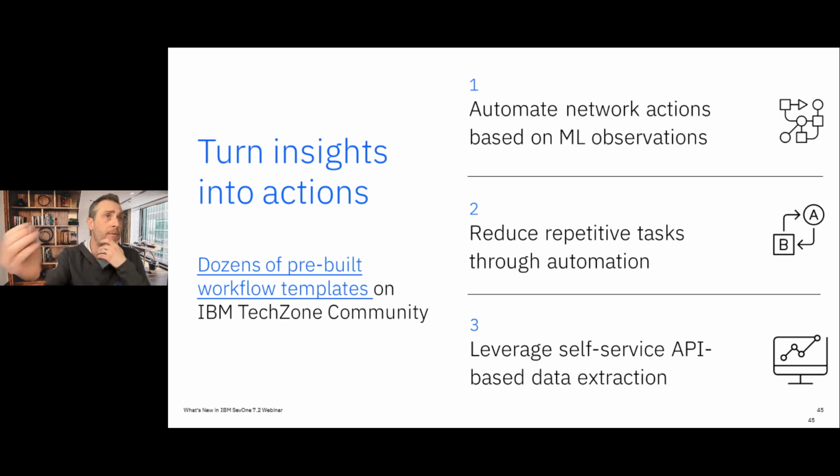We do have the IBM TechZone community, and there's a ton of templates on there already. For example, maybe there's no SNMP connectivity, and you kick off an automation to troubleshoot why that may be and to change the community string. Maybe that's the reason why it was down. Maybe there was an issue with the community string, for example. So these things can be automated and just free your time up.